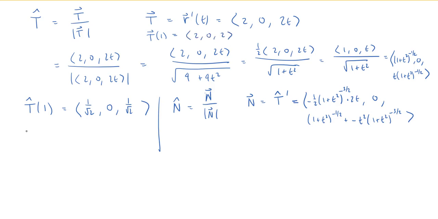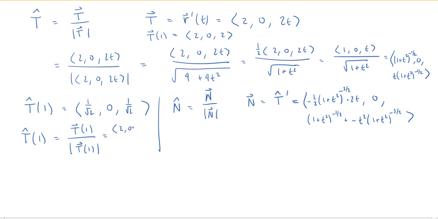So what I could do then is when I wanted to compute t hat of 1, I could have said, well, this is t of 1 divided by the magnitude of t of 1. Well, this would end up being 2, 0, 2 divided by the magnitude of 2, 0, 2. Okay, what is the magnitude of 2, 0, 2? Well, let's see. This is going to be the square root of 4 plus 4, which is 8. Okay, so this is equal to the square root of 8, or if you like, 2 times the square root of 2.